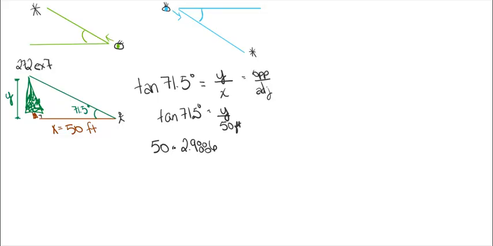2.9887, equals y. And so then when you multiply those two numbers together, 50 times 2.9887, you're going to get the answer of approximately 149.4 feet. And that's your y. You've solved for the height of the tree by using a trig function, the trig function of tangent.